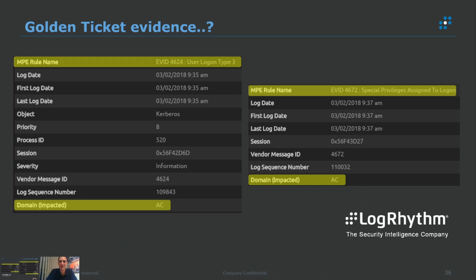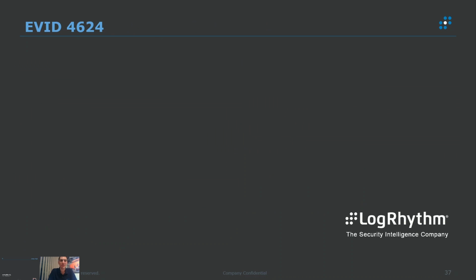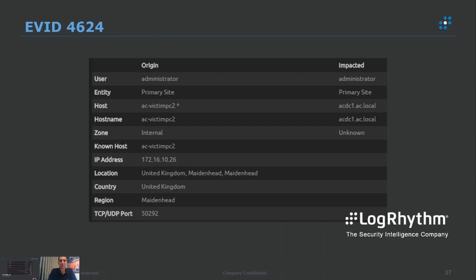On the left, we have 4624, and on the right, we have event ID 4672. And we see that in the domain impacted, we have the short name for both of them. So, okay, we don't hit the criteria. Does this mean that this isn't a golden ticket attack? It comes back to doing your own testing and making sure you understand how things look on your network. Because for this particular build of Mimikatz, it doesn't populate the domain name with the fully qualified domain name. It's just by chance that I happen to be using a newer version of Mimikatz.